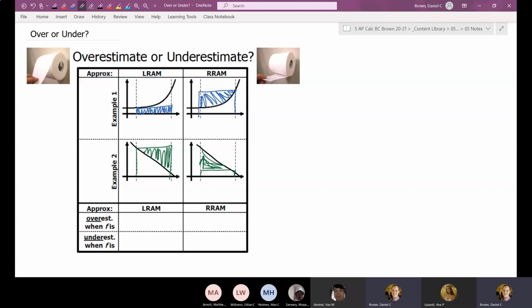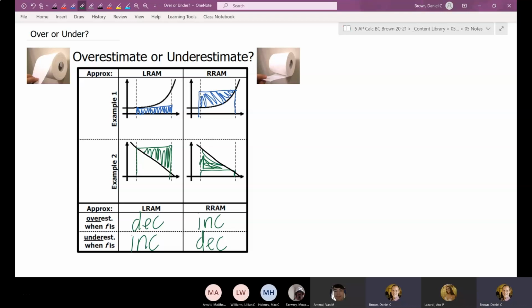So when we're comparing LRAM or RRAM, we are actually going to look at whether the graph is increasing or decreasing. LRAM is going to give us an overestimate when your function is decreasing. LRAM is going to underestimate the area when your function is increasing. Likewise, if you're looking at RRAM, RRAM is overestimating for an increasing graph, and RRAM is underestimating for a decreasing graph.